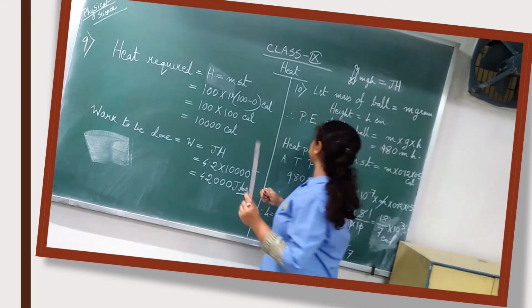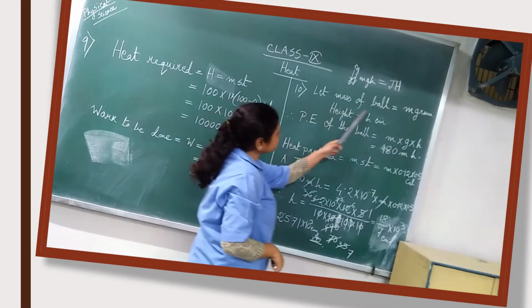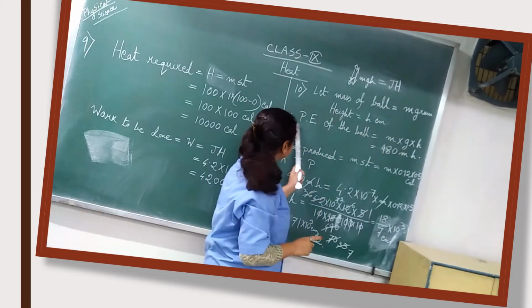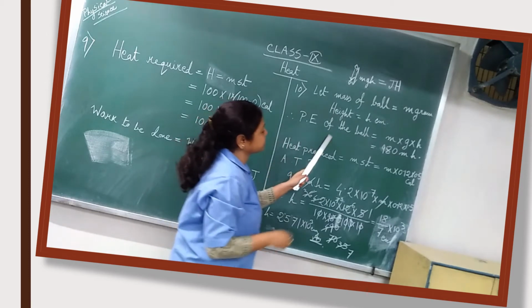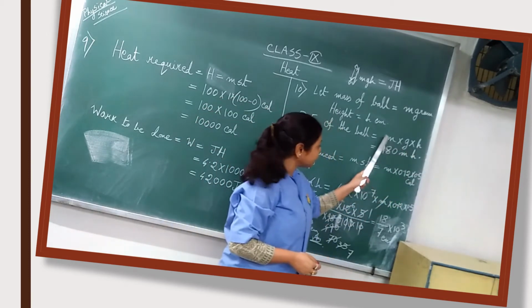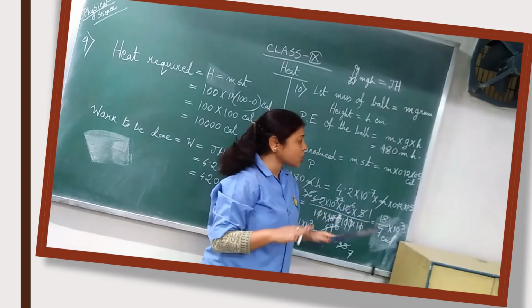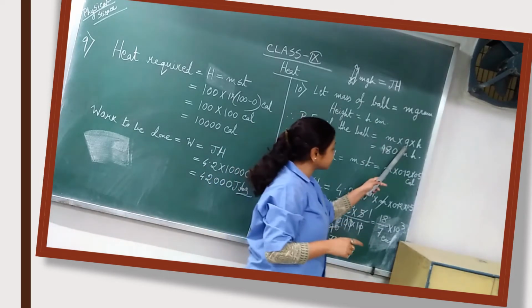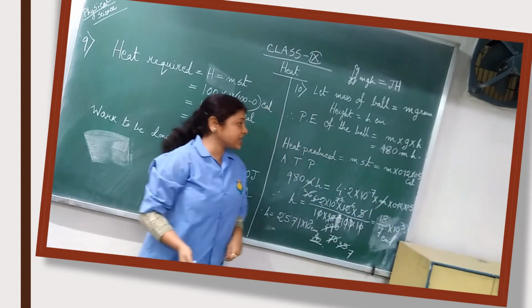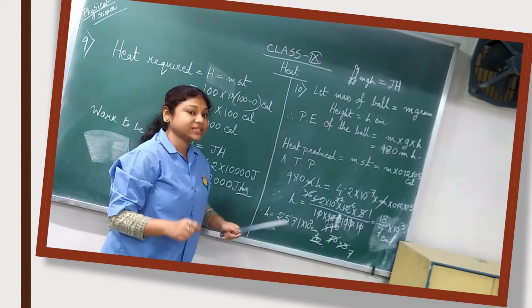Okay, so now let's start the sum. Let mass of ball is equal to m gram. Height is equal to h centimeter. So therefore, potential energy of the ball is equal to m into g into h. Now, m unknown, h also unknown, but g is equal to 980. That you should know. g is equal to 980.